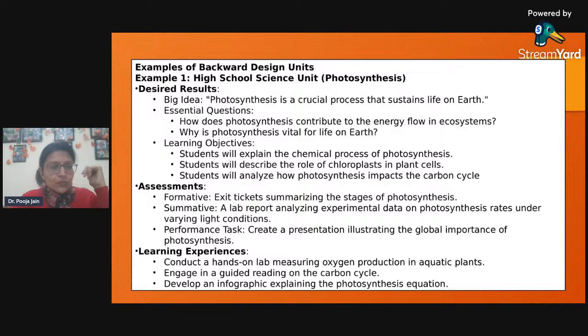I've been talking about photosynthesis, right? So let's see, when we're talking about the first step, that is the desired results. We talk about the big idea. So photosynthesis, what is photosynthesis, right? When I began this session, I gave you an overview of backward design, a gist that, okay, this is backward design.